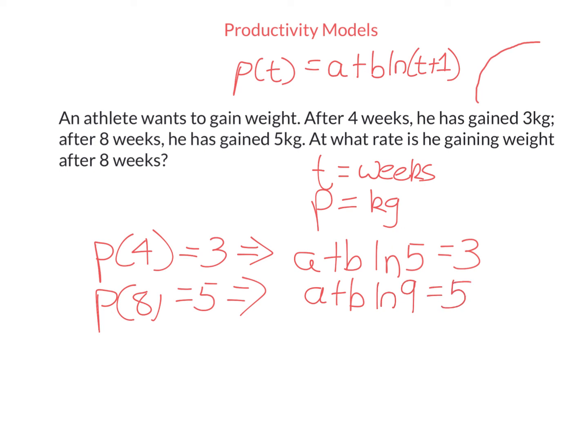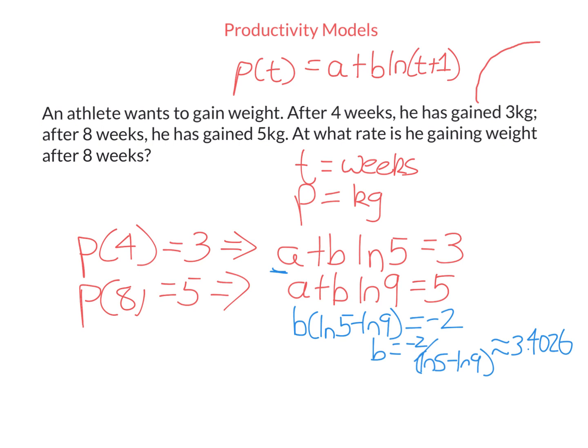Now, we have simultaneous equations here. I can simply subtract to get rid of the A's. So I go A minus A. B ln 5 minus B ln 9 gives me this, and 3 subtract 5 is negative 2. So B is just going to be negative 2 divided by this. After I found B here, I'm going to substitute into either one of these equations to find A. That's really easy to do.